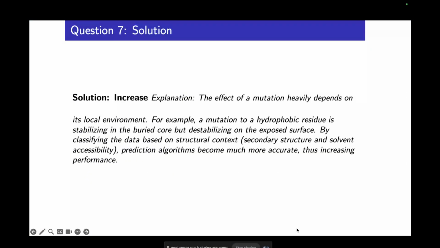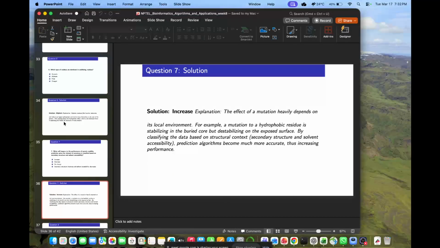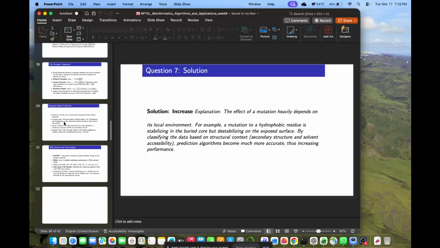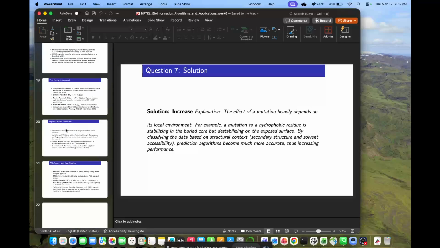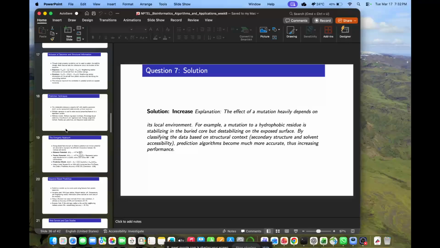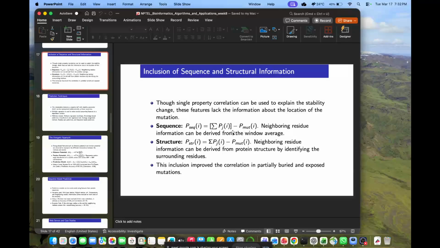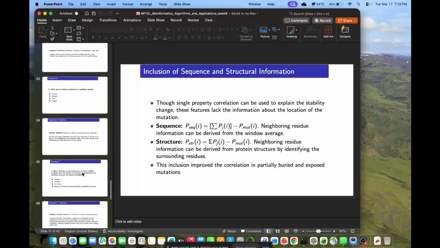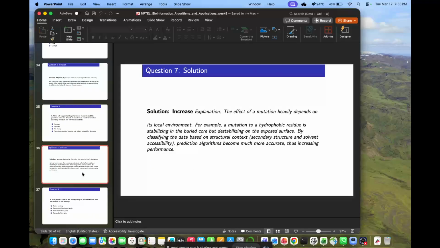Yes. So I'll go back to this particular slide. So inclusion of the sequence and inclusion of the structure both improve the correlation, and R squared, basically the percentage of variance explained. So it becomes a better model. So both sequence and structure contribute to that. Okay.